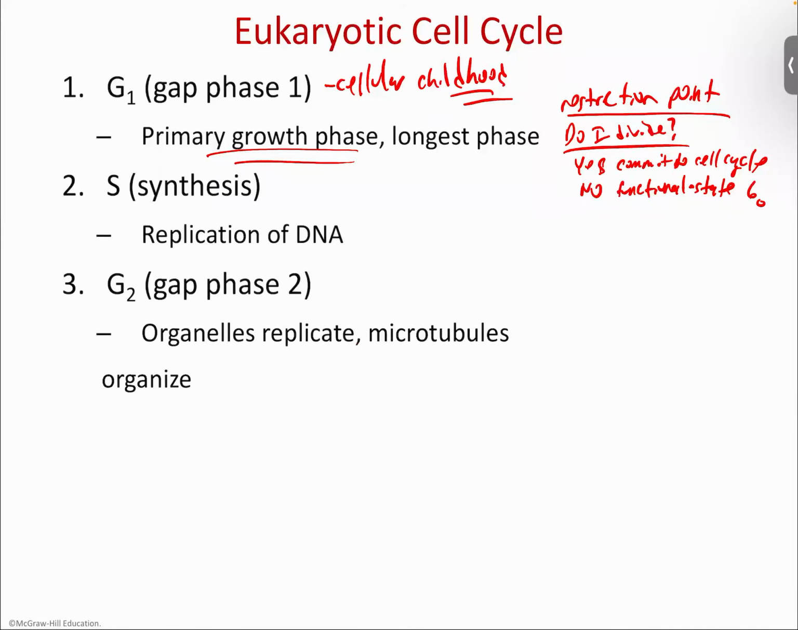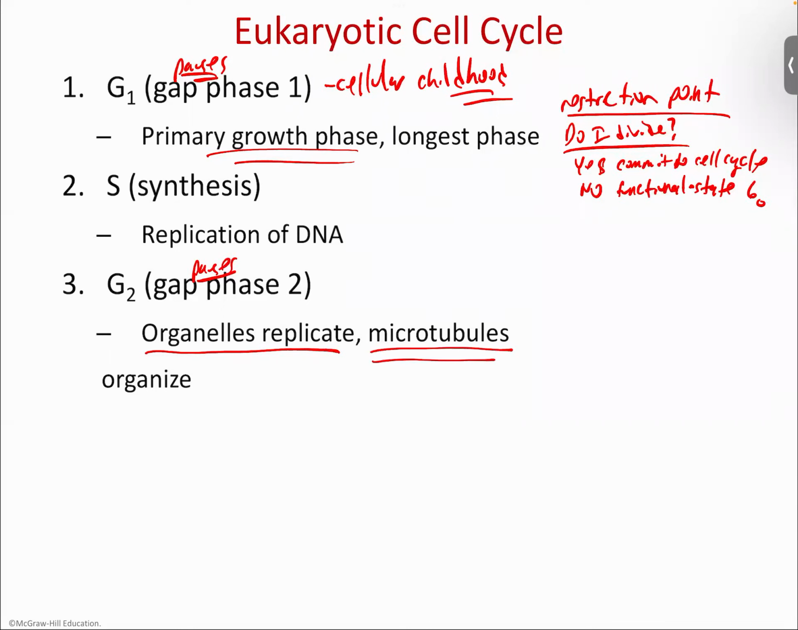Now, the next phase is what's called gap 2, or G2. Now, what's happening here? This is another pause. And so these gaps will be like pauses in your cell cycle. So here what's happening is your organelles are replicating, right? Because now it's not just duplication of your DNA, it's duplication of everything. So you have to duplicate your mitochondria, you have to duplicate your Golgi, you have to duplicate your reticulum, all those organelles, you have to duplicate them. So that's what's happening in gap 2.